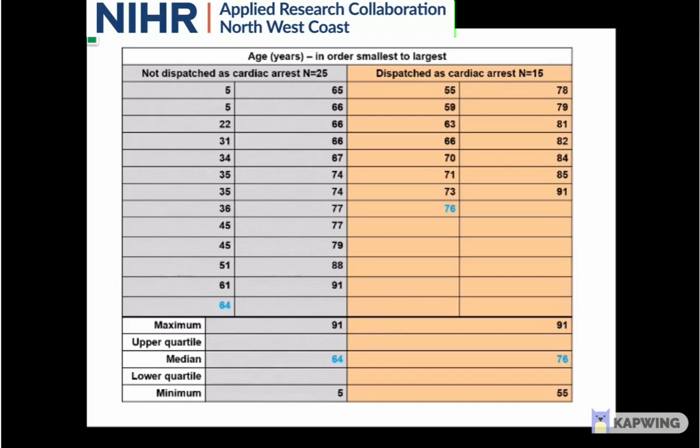Okay, so we've got our two medians. We've got 64 on the left and 76 on the right. That's great. It's the same as the mean. We've got a higher one on the right. That's suggesting we've got an average higher age in our dispatch group than our not dispatch.